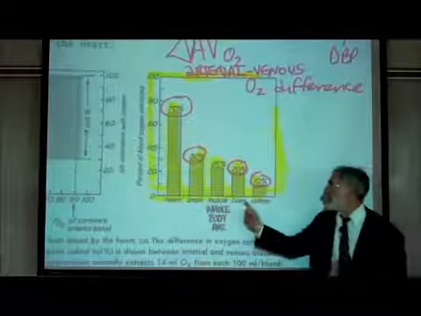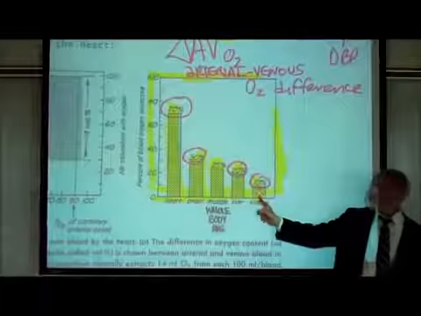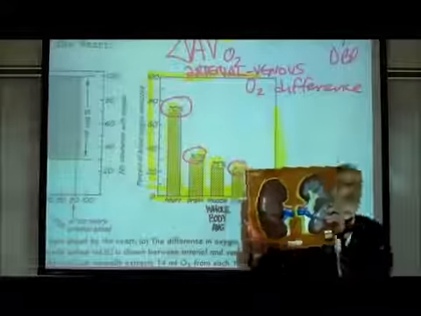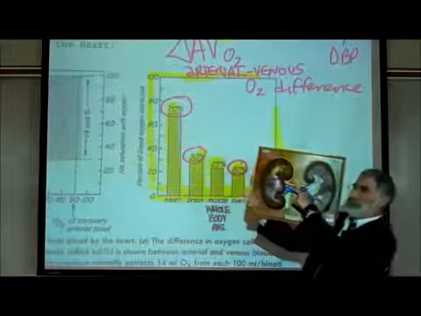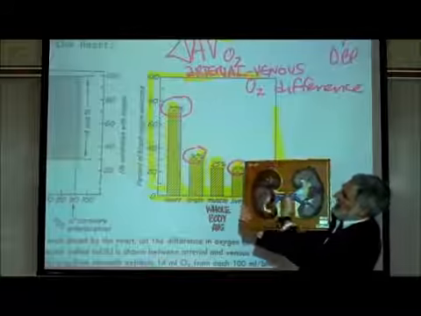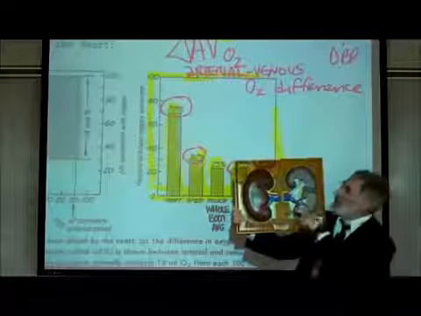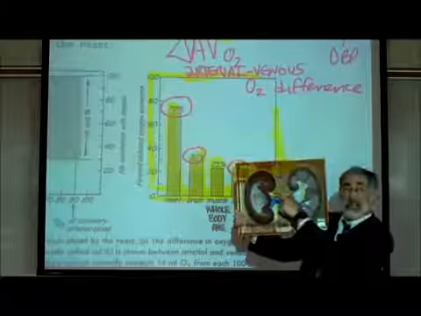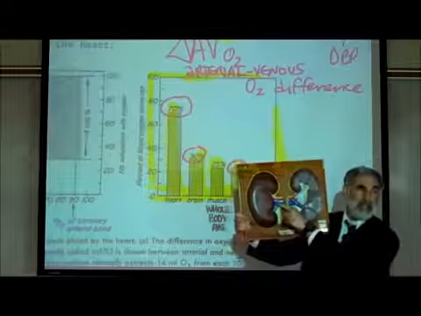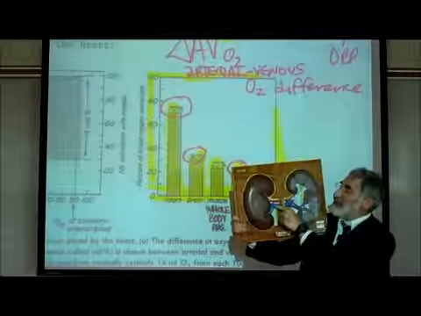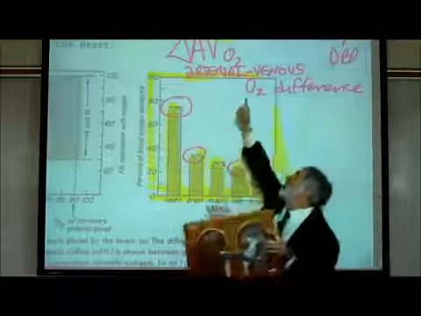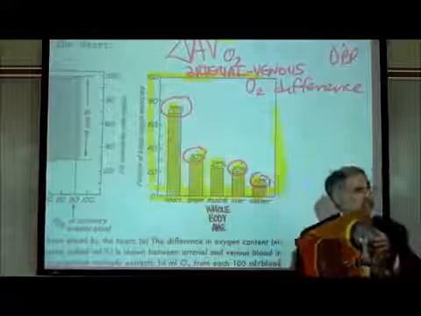Can everybody see here it says kidney? So, here's a kidney. This is the renal artery that carries oxygenated blood into the kidney. This is the renal vein that carries blood out of the kidney. We can measure what the oxygen content in the renal artery is, and we can measure what the oxygen content in the renal vein is. That difference in oxygen between the renal artery and renal vein is called the arteriovenous oxygen difference.